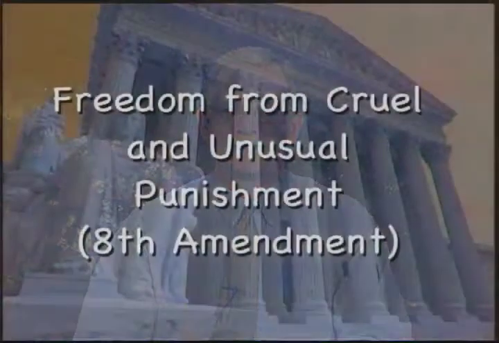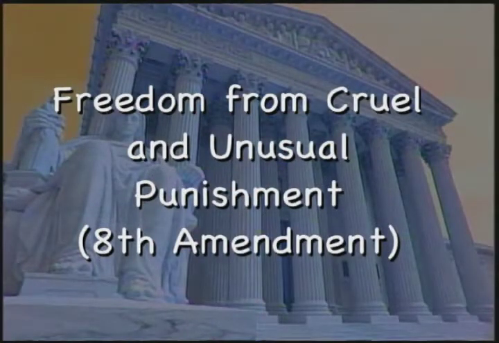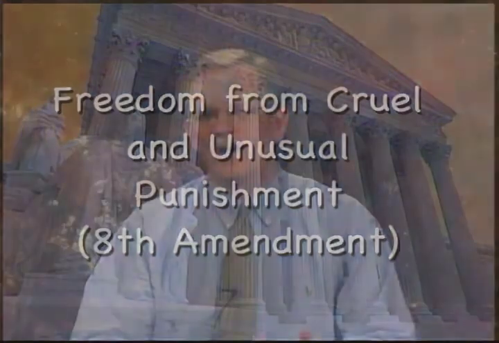Let's look at the Eighth Amendment. This is also an important amendment. This is the prohibition against cruel and unusual punishment. The Eighth Amendment forbids excessive fines and the use of cruel and unusual punishment. And basically what it says is that the government is prohibited from using barbaric forms of punishment, such as torture, and it also forbids a punishment that is grossly disproportionate to the crime committed.